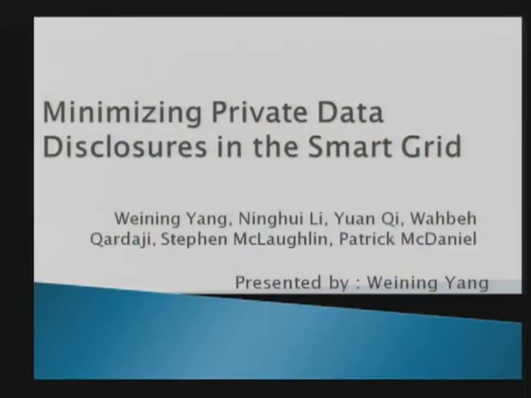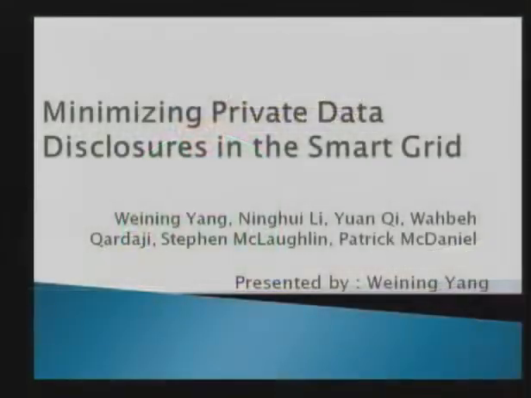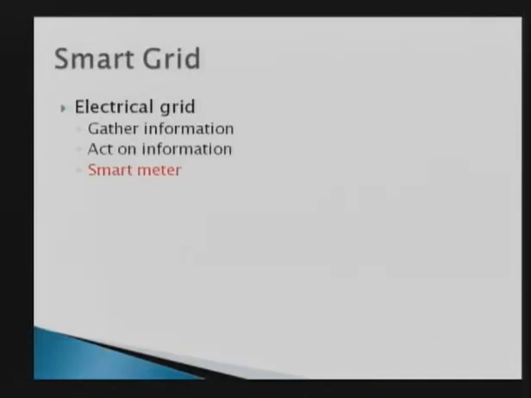So today I will talk about minimizing private data disclosure in the smart grid. To begin with, I will give you some brief idea of what is smart grid. Sometimes people call it smart meters, because the smart meter is the main component of the smart grid. A smart grid is an electrical grid that can use information and also act on this information. For this information, the smart meter is the component that collects it. So in the rest of the talk, I will mainly concentrate on the smart meters.